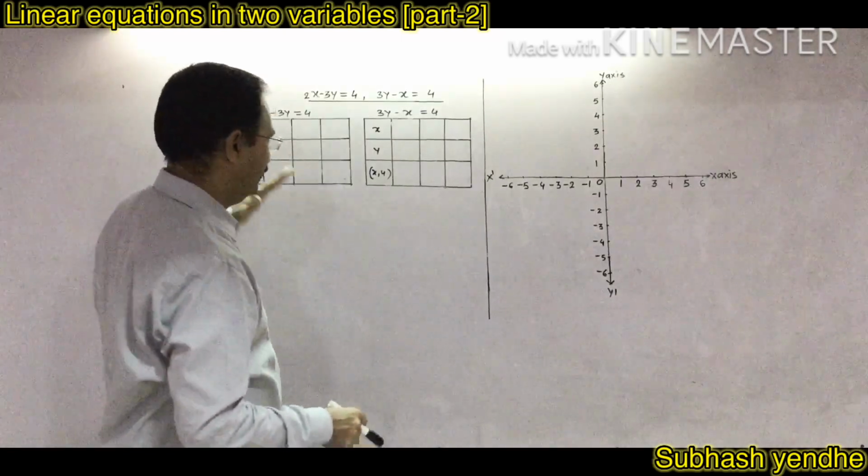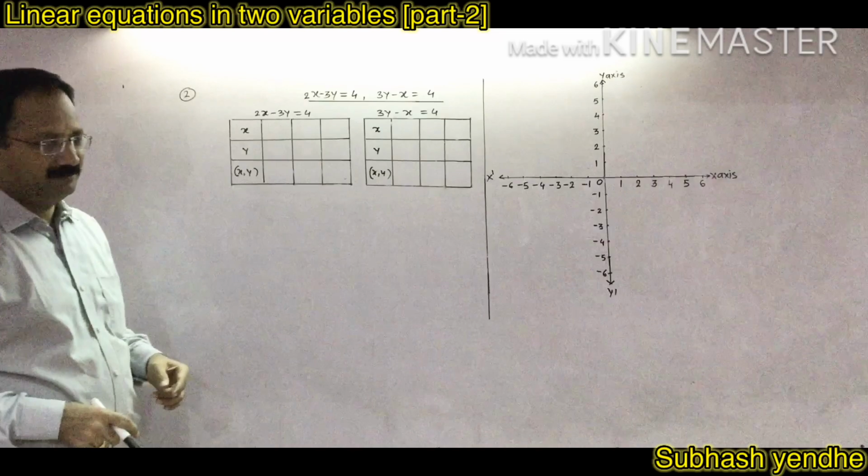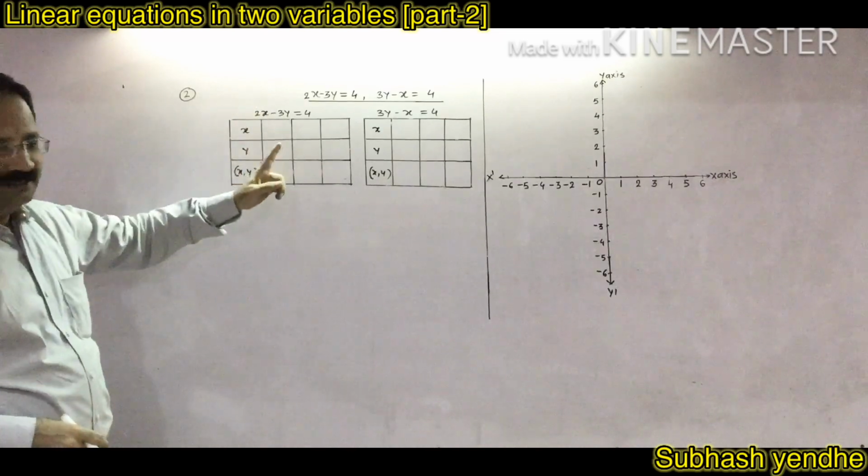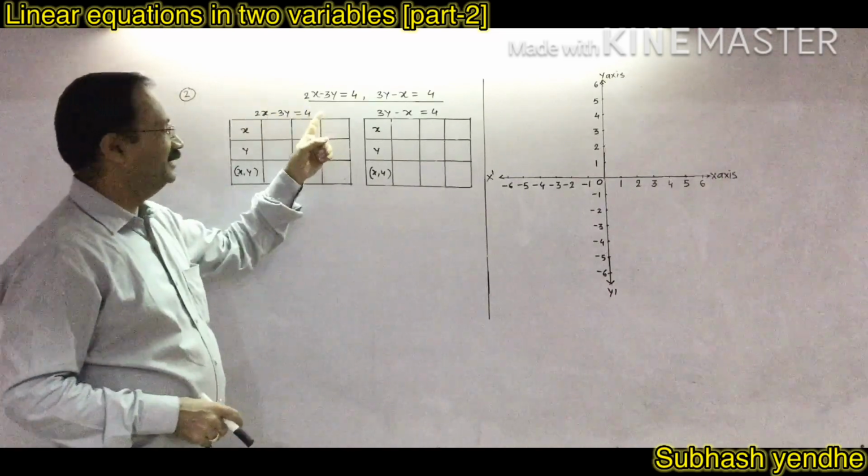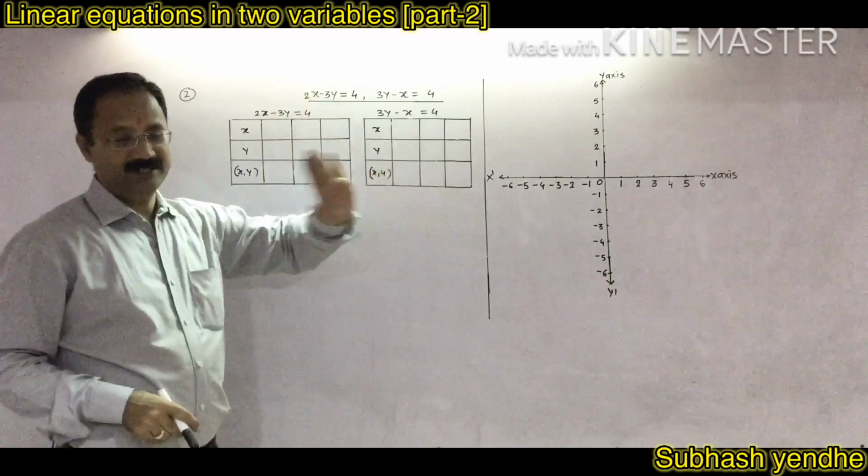Let's start with the second, different type of equation. In the first equation, you have seen that there is no coefficient to the variable.